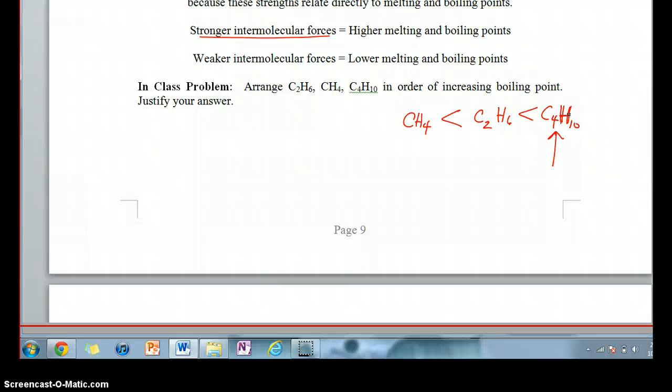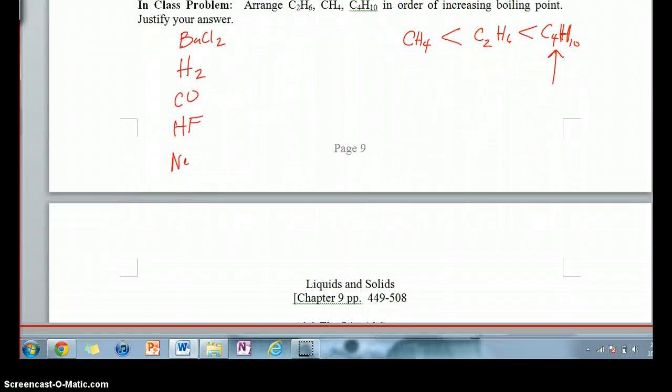We'll talk about some more examples in class and go over these, but think about something like BaCl2, H2CO, HF, and neon. Take a moment and think about what intermolecular forces are holding those substances together, and we'll talk about those in class.